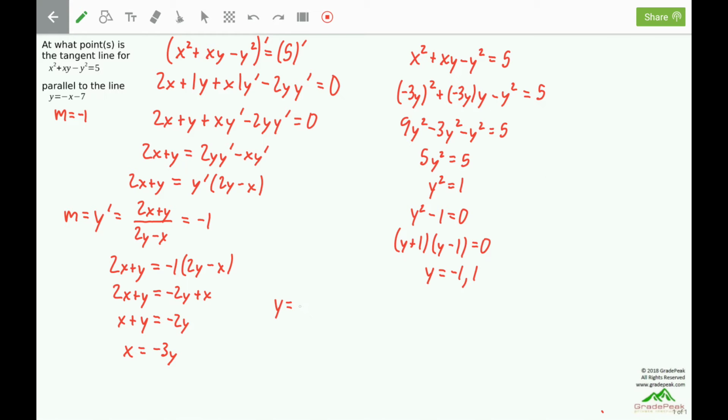So if we start with y equals negative 1, x will be negative 3 times negative 1, which is a positive 3. So the x-coordinate is 3, the y-coordinate is negative 1, and there's one of our points. We also had y equals 1, in which case x will be negative 3 times a positive 1, which is a negative 3. And we'll have an x-coordinate of negative 3 and a y-coordinate of 1. And there's our 2 points where the tangent line for the equation was parallel to the given line.